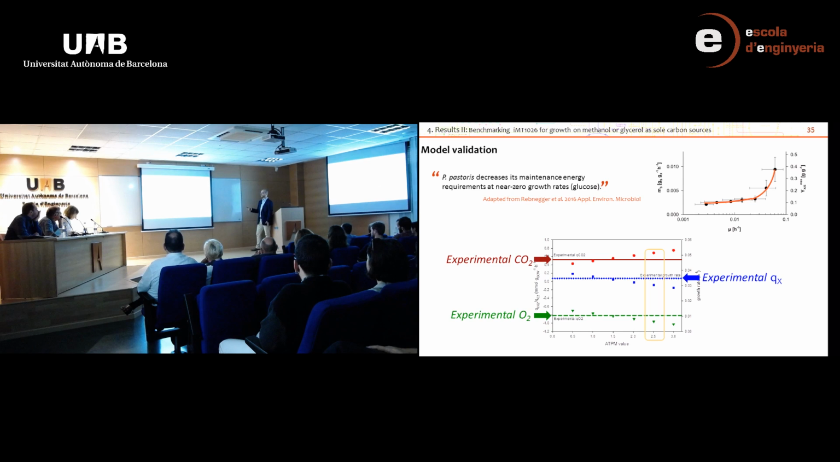So here's a representation of our initial data and predictions by using the specific glycerol maintenance energy. And so we tried to reduce this maintenance energy, and what we could see is that our data gets closer and closer to the experimental data represented in lines here. So in glycerol as well as in glucose, we could say that there's a reduction in the maintenance energy requirements at lower growth rates.